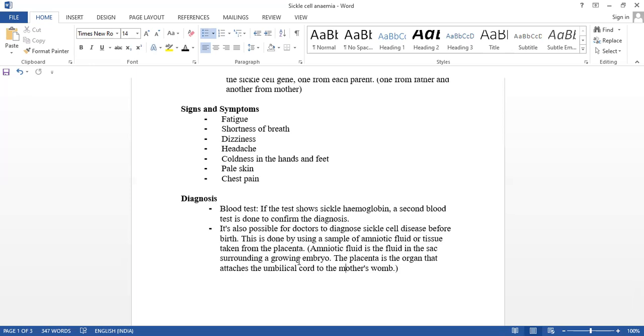Okay, understood this one? The placenta means what? It is the organ that attaches the umbilical cord to the mother's womb. Through the cords only, all the nutrients will get supplied from mother to the baby. Okay, so this is all about the diagnosis: physical examination, blood test, and by checking before the birth, the amniotic fluid and the placental tissue. Okay, this is all about the diagnosis of the sickle cell anemia.